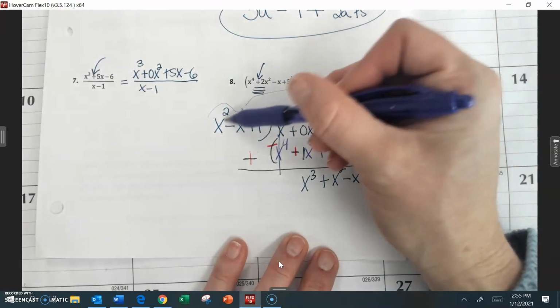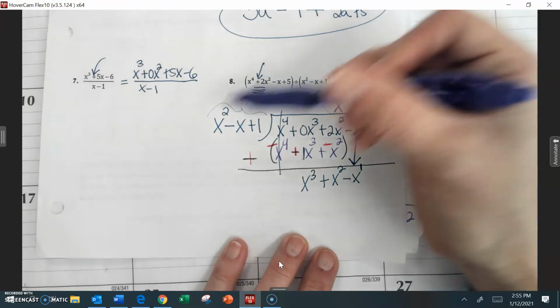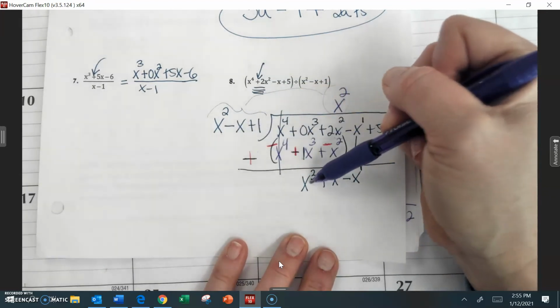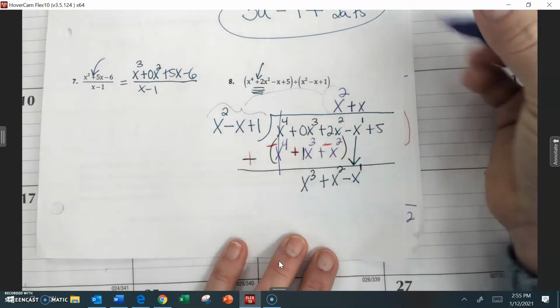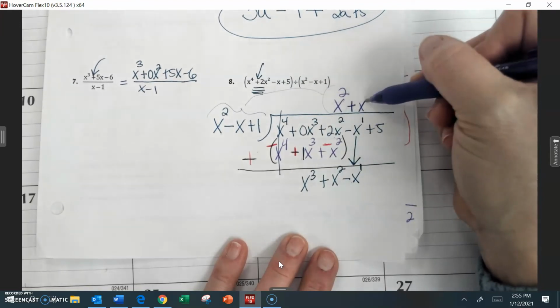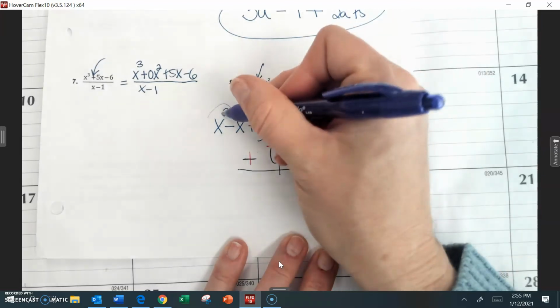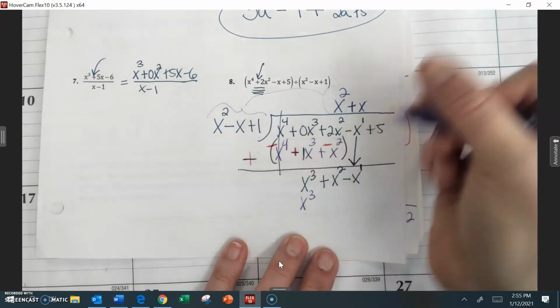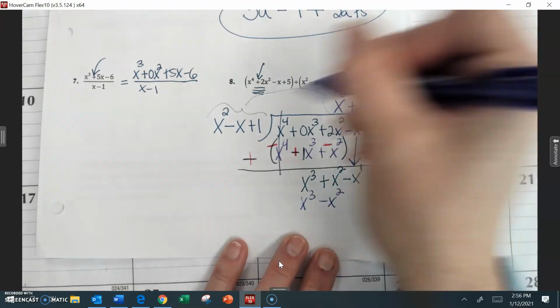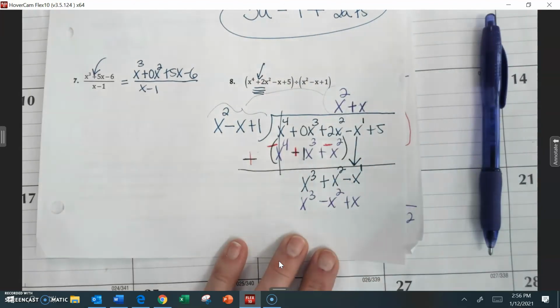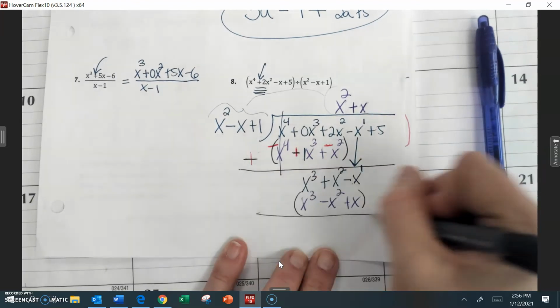So how many times will this go into this? Well, x squared times x would get you x to the 3rd. So I'm going to put a plus x up here. Notice they're lined up. Now we distribute. x times x squared is x to the 3rd. x times a negative x is minus x squared. x times 1 is x. So we are going to subtract.